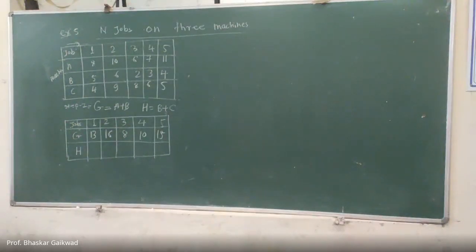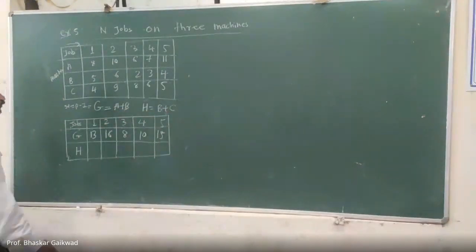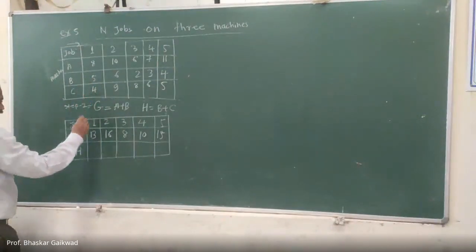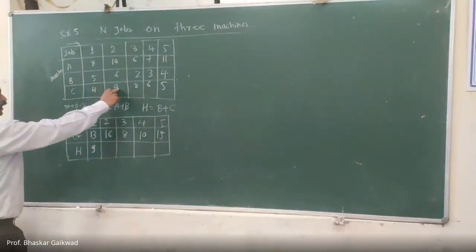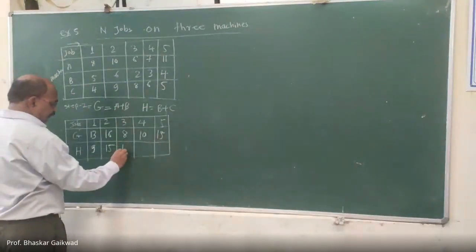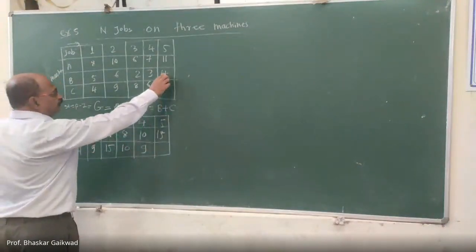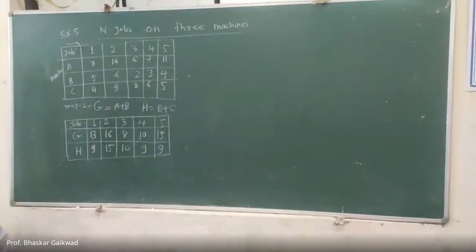Okay. Similarly, you can make the combinations of H. What is H here? B plus C. So here B is 5, C is 4. Here you can write 9. So 6 plus 9, 15. Then 2 plus 8, 10. 6 plus 3, 9. 5 plus 4, 9. Okay.